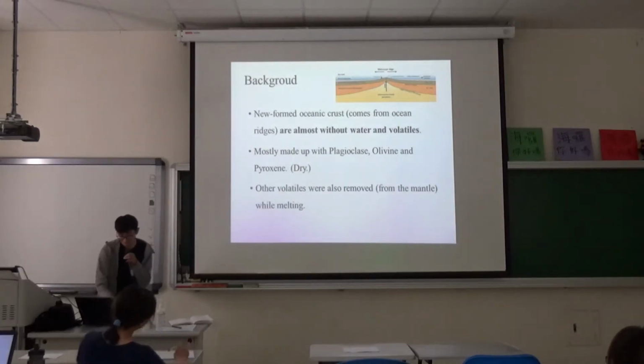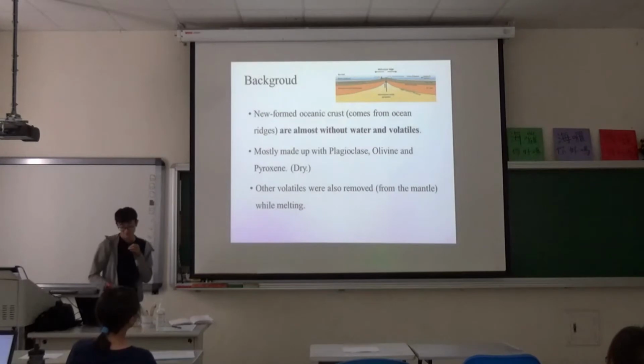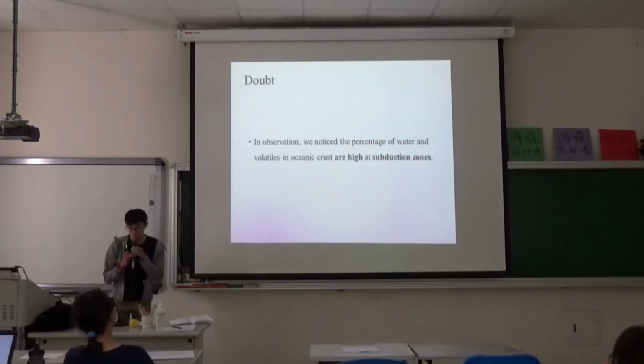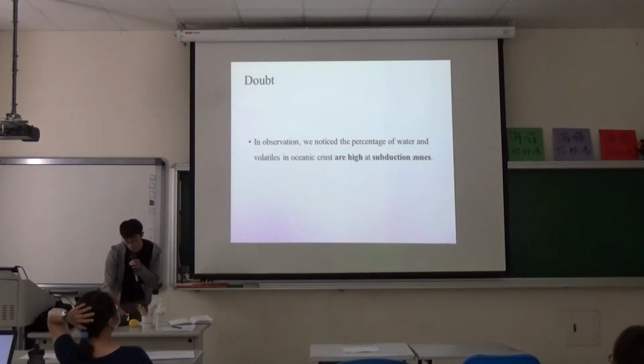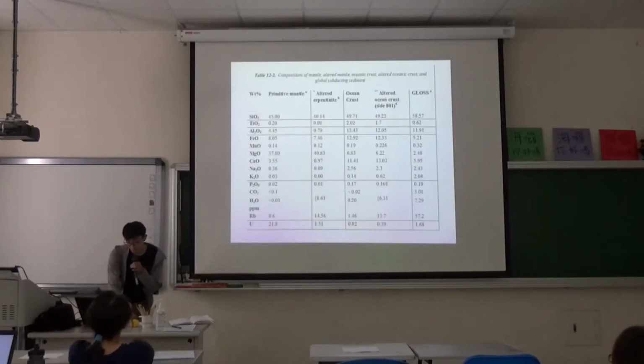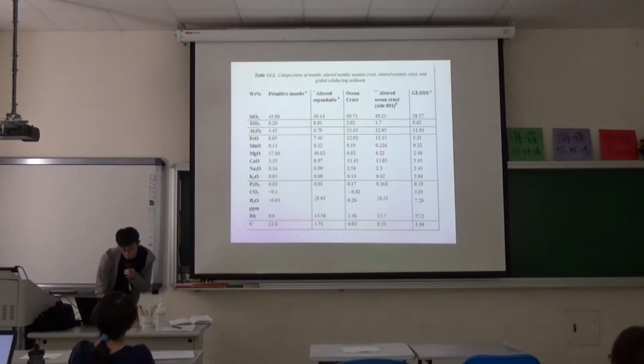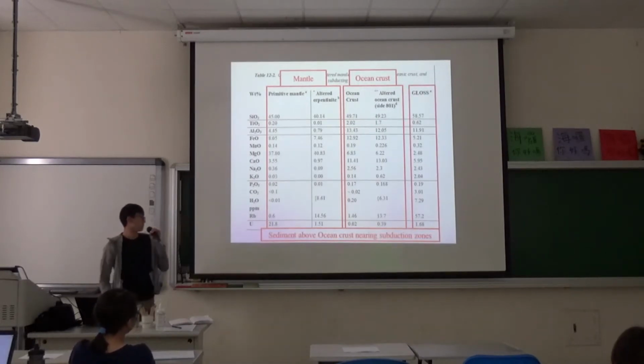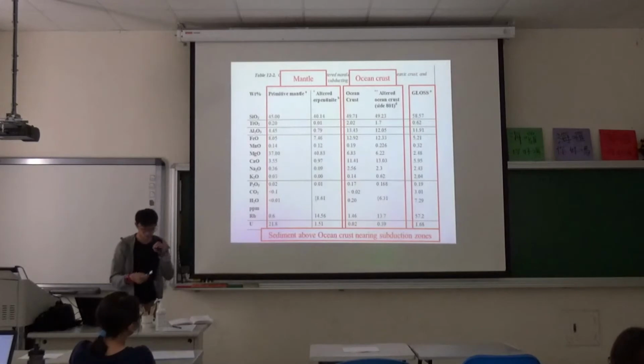And the other volatiles were also removed from the mantle while the mantle melted. And there are some doubts, because in observation we notice the percentage of water and volatiles in oceanic crust are high at subduction zones. Like in table 12.2, we see this is mantle, this is ocean crust, and this is the sediment above ocean crust during the subduction zones.